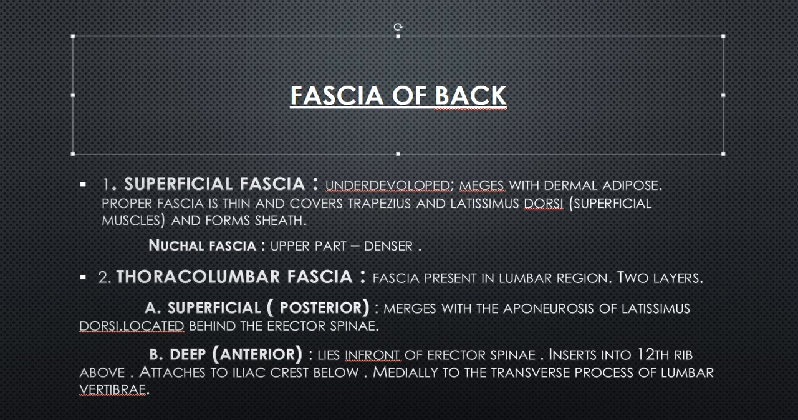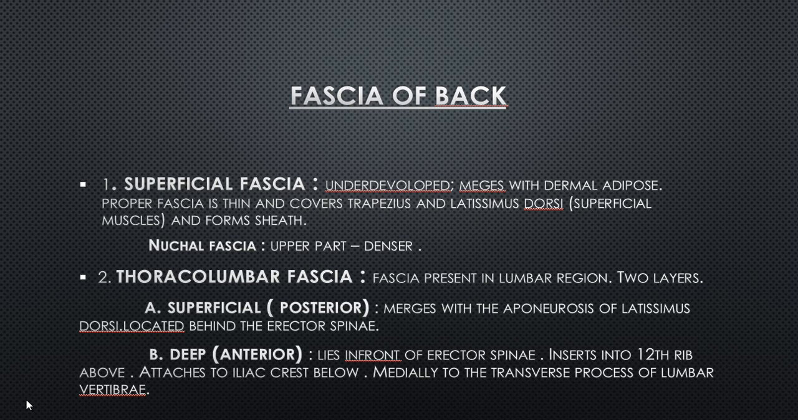Fascia of back. First, superficial fascia is underdeveloped and it merges with the dermal adipose. The proper fascia is thin. It covers the superficial muscles, that is trapezius, latissimus dorsi, and forms their sheath. In the upper part, the fascia is denser and is called the nuchal fascia.